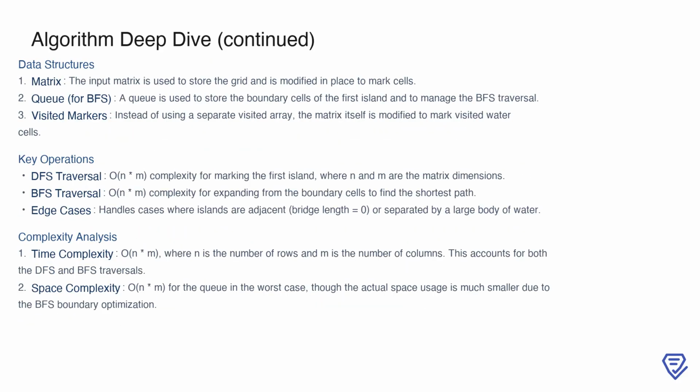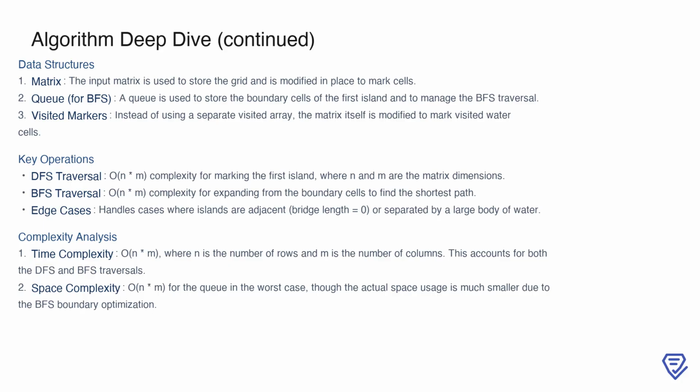To implement this algorithm effectively, we rely on a few key data structures. First, the input matrix itself is used to store the grid, and it is modified in place to mark visited cells. Second, a queue is used during the BFS step to manage the boundary cells and their expansions. Instead of maintaining a separate visited array, we mark visited water cells directly in the matrix.